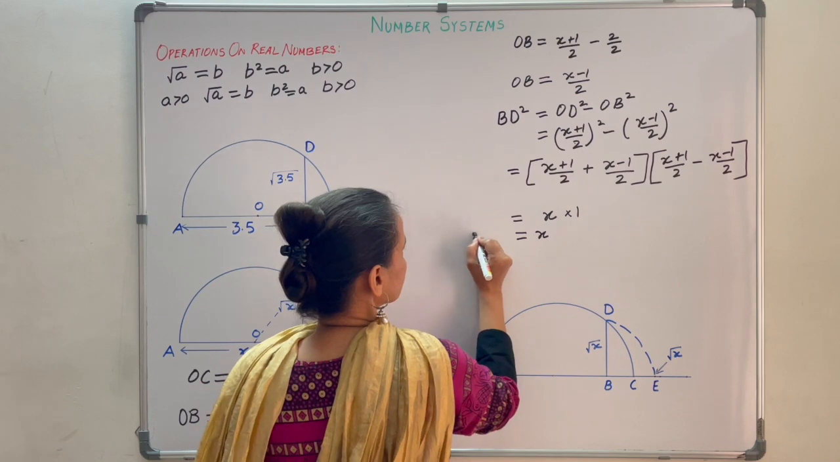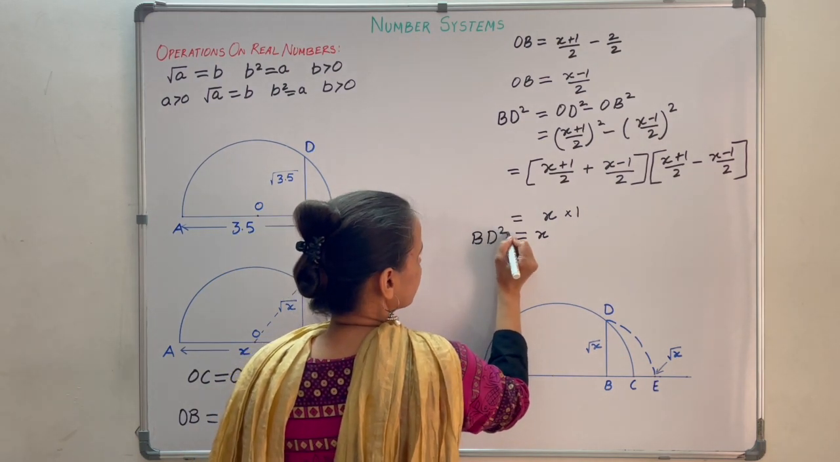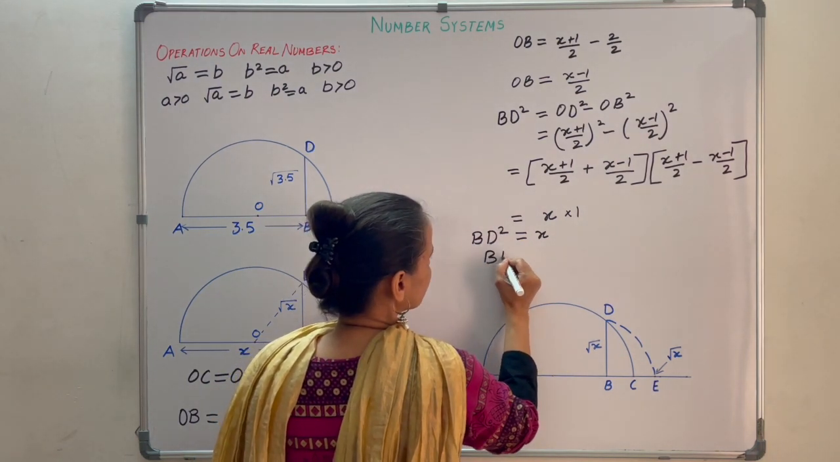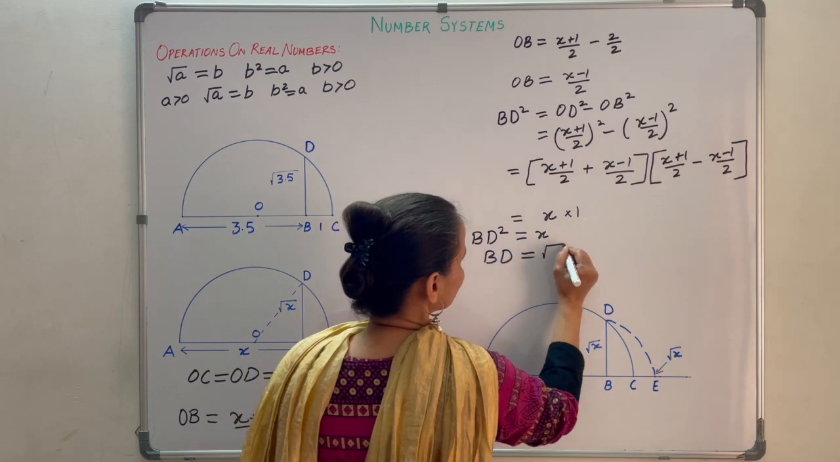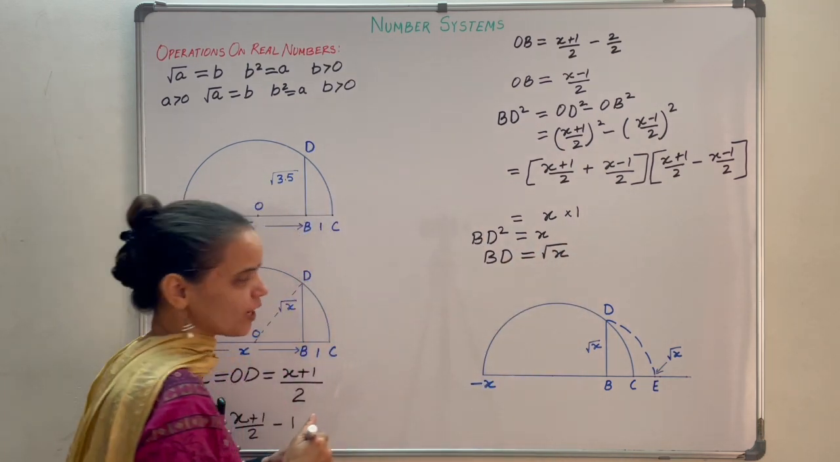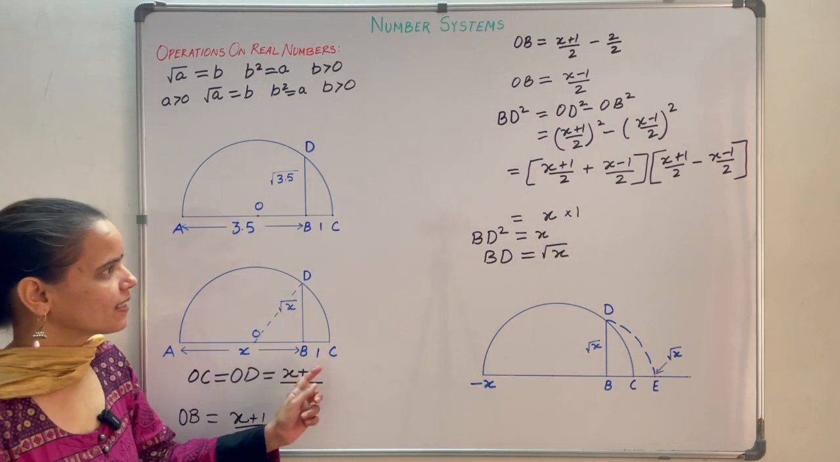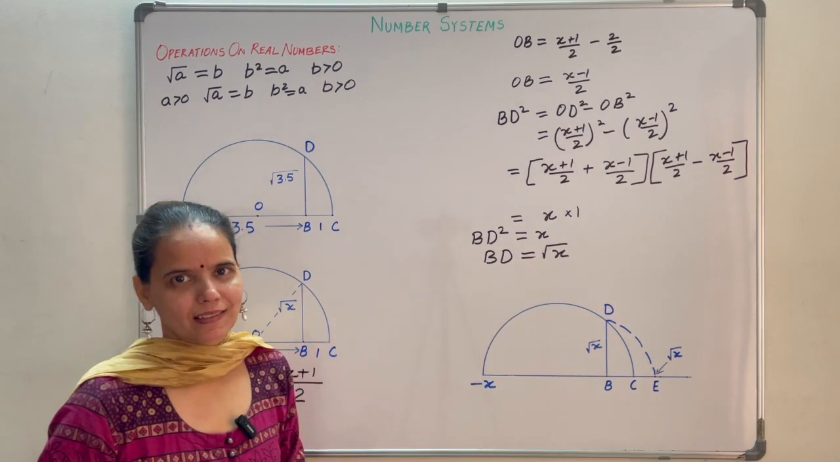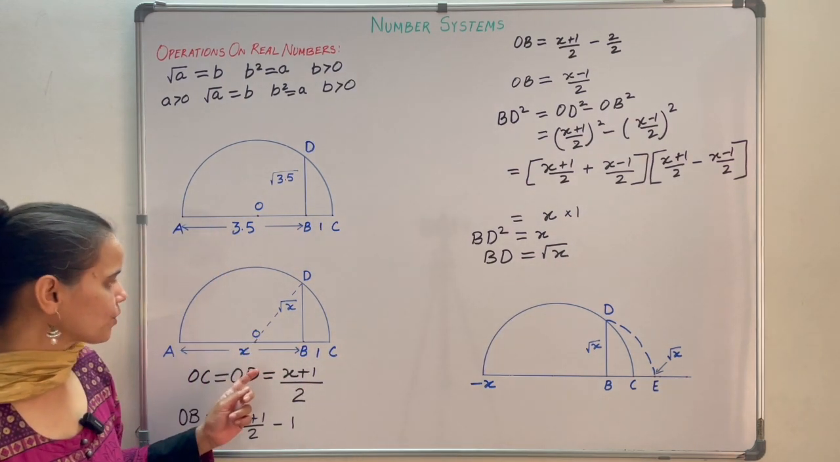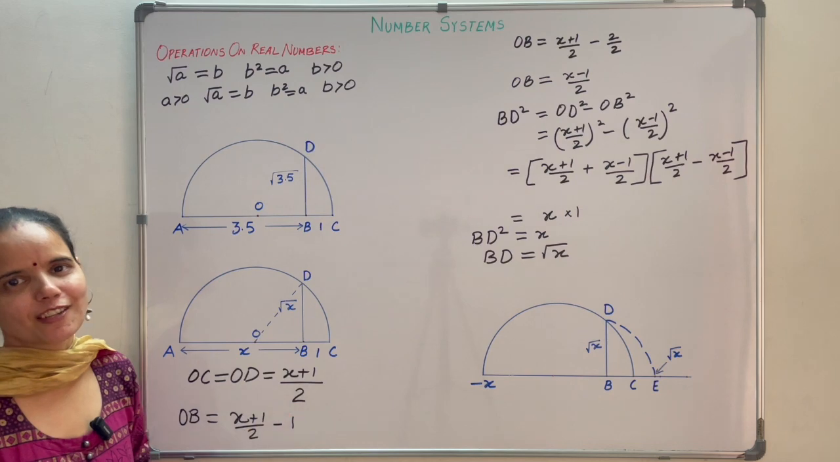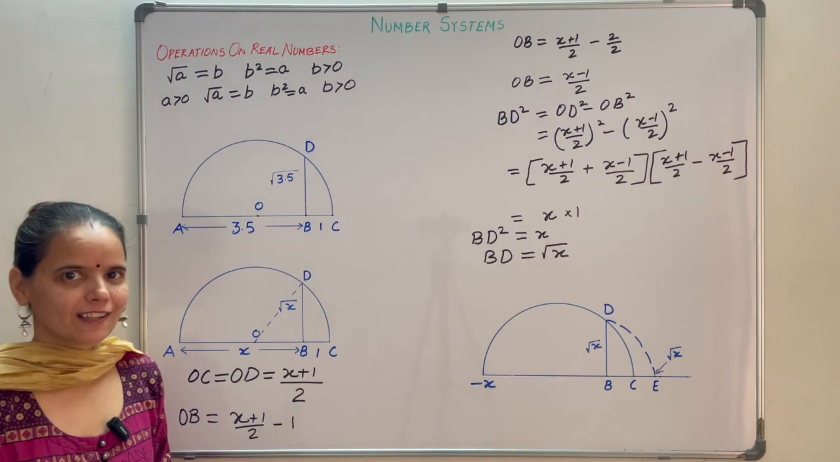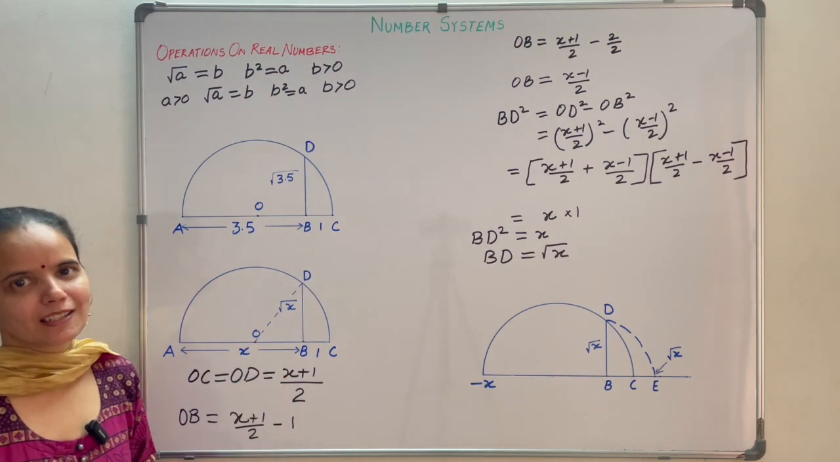So if you take square root on both sides, you will get BD. So BD is equal to root x. So now you have understood why BD is square root of x. So this construction shows the visual and geometrical way of representing root x, where x is a positive real number.